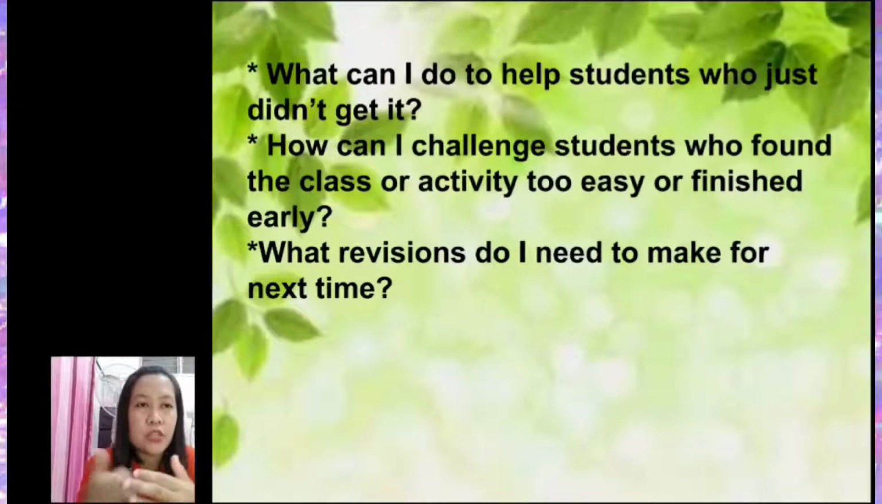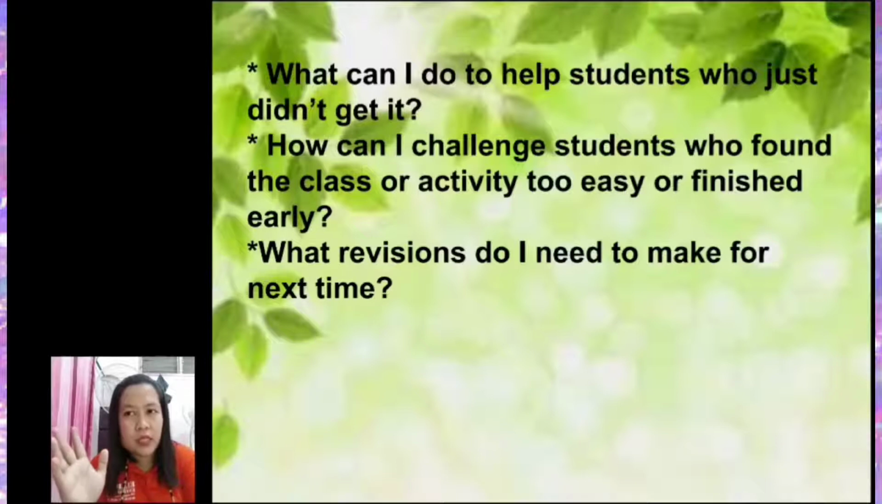How can I challenge students who found the class or activity too easy or finish early? You're going to give them a hard problem, not an easy one. You're going to give them a problem that is harder than the example that you gave to them. And then, what revisions do I need to make for next time?